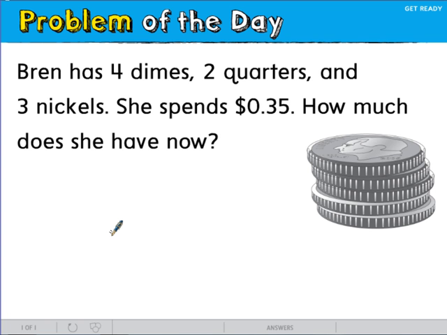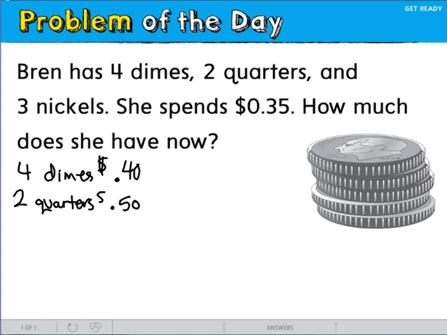So the first thing I want to do is figure out how much money she started with. Okay, so in this case, she had 4 dimes. And 4 dimes is how much? 40 cents. And then she had 2 quarters. And she had 3 nickels. 15 cents. Which is 15 cents. Then we're going to add it up.